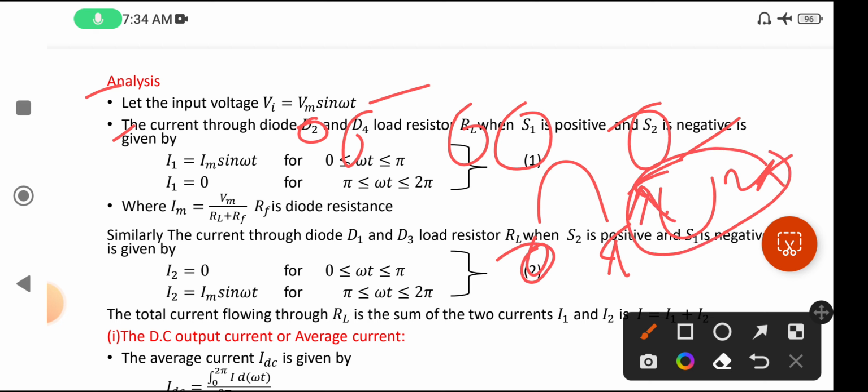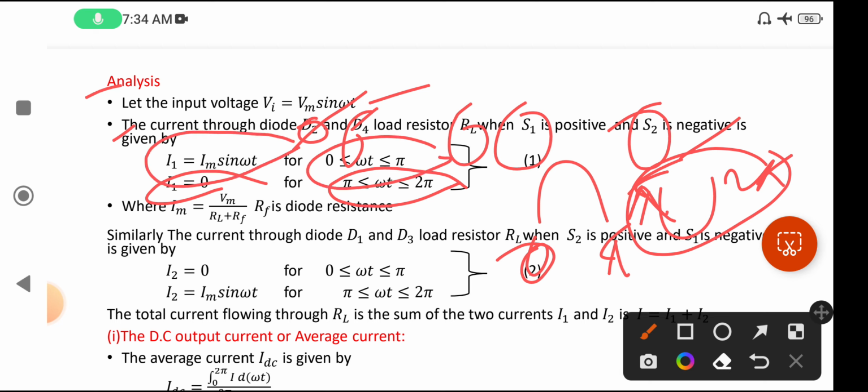So during the negative half cycle, diodes D2 and D4 do not work, so current cannot flow. During the positive half cycle, current flows, and that current I1 equals Im sin omega t. And here Im means what? Im is Vm divided by RL plus Rf, where Rf is the diode resistance.